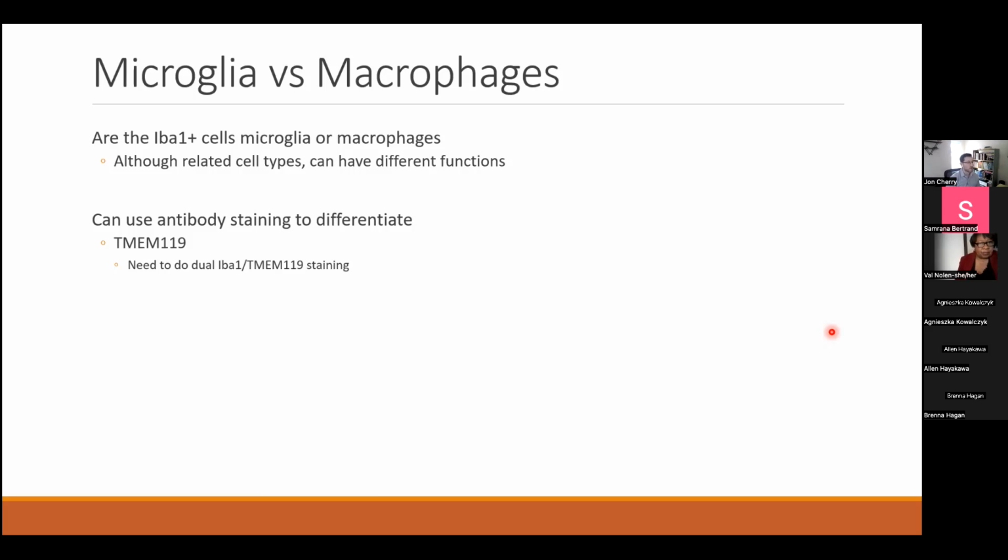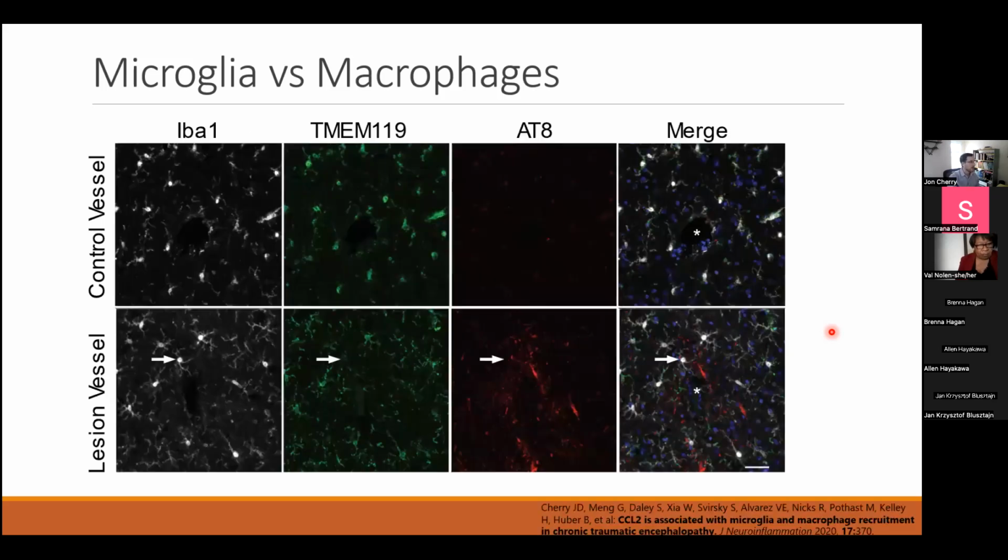So we wanted to determine, although we see these cells around the lesion, are we looking at microglia? Are we looking at macrophages? And there's a couple different markers that we could use, but we chose to use TMEM119 and look for IBA1 positive, TMEM119 positive cells, and look to see if there's anything IBA1 positive, TMEM119 negative, which would mean it's a macrophage coming in. And we can see that in control vessels, again, in people with CTE, you get a very good overlap of IBA1, TMEM119 positivity. But when you look at a lesion vessel, you can see that there are cells around that lesion vessel that are IBA1 positive, TMEM119 negative.